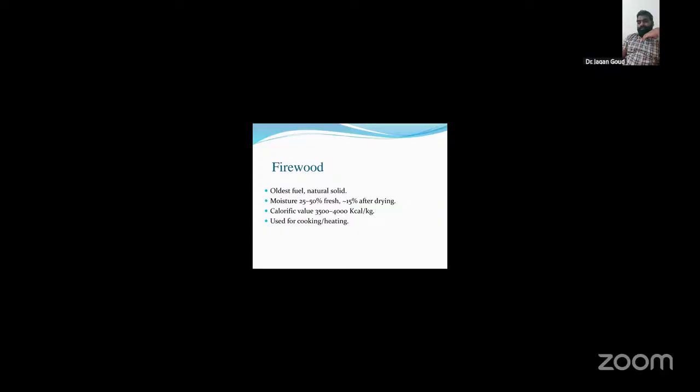Firewood. What is firewood? Oldest fuel and natural solid. In the basic concepts, firewood is the oldest known fuel used by humans. It is a natural solid fuel obtained from trees and shrubs. Commonly used in rural households for cooking and heating.